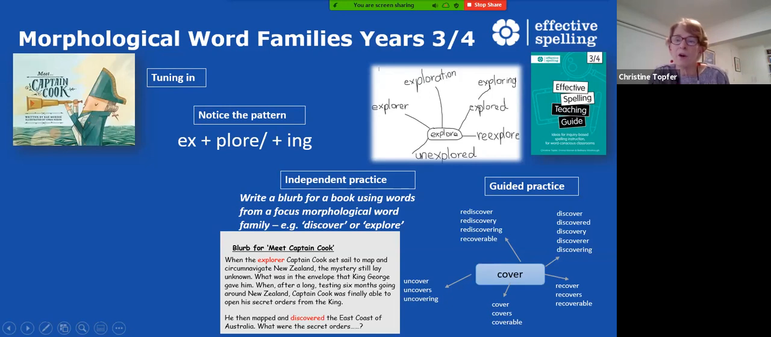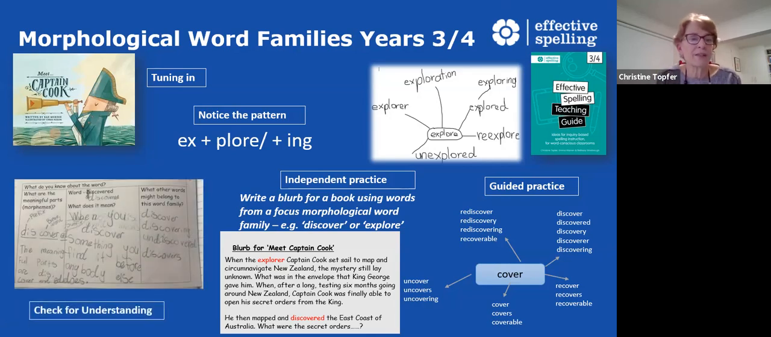So when we have guided practice and we have independent practice, with this particular one, I wrote an example of, why don't we ask the kids to write a blurb for this particular book, but they have to use a word from the Explore family and the Discover family in their blurb. So I'm trying to give you ideas of purposeful ways of taking these words to writing.